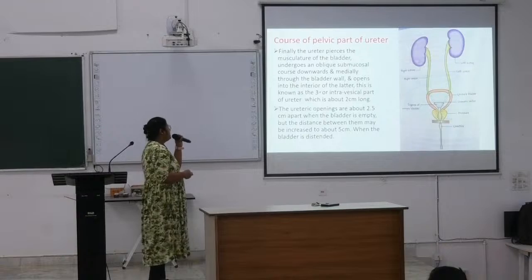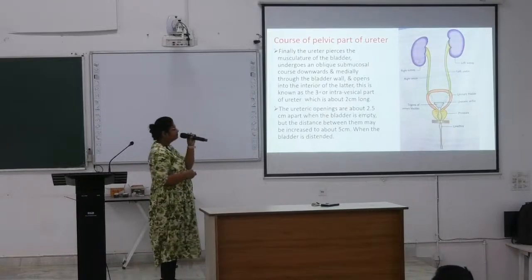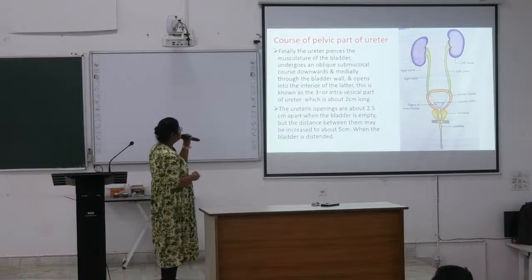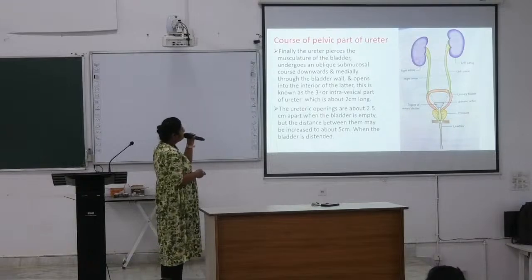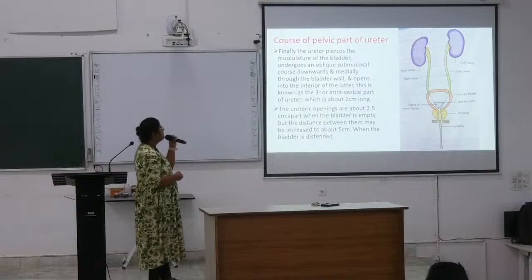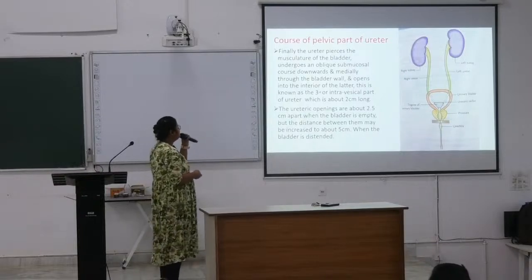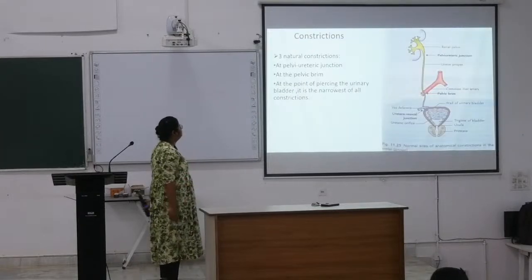That lies within the bladder wall, which is about 2 cm long, and the ureteric openings are about 2.5 cm apart when the bladder is empty. See, these two are the ureteric openings. The distance between these two is 2.5 cm when the bladder is empty, but the distance can increase to about 5 cm when the bladder is distended.